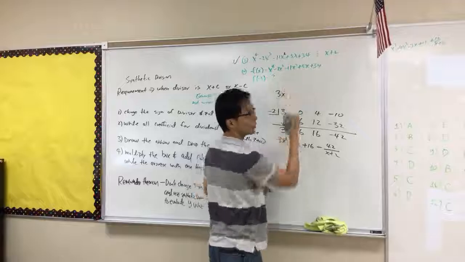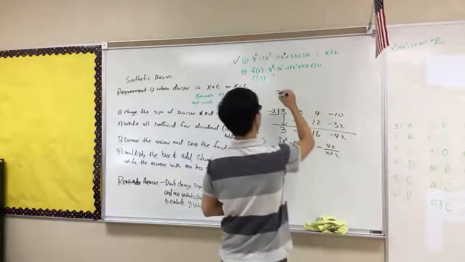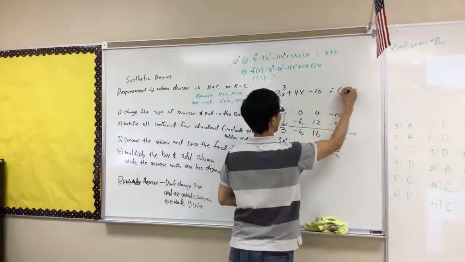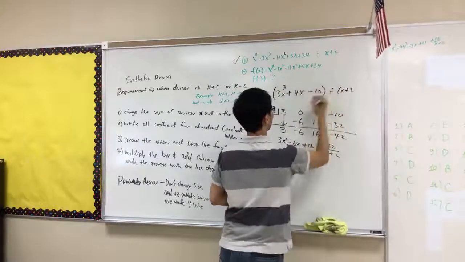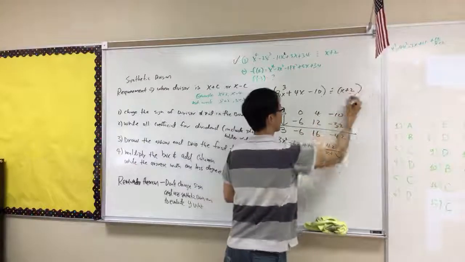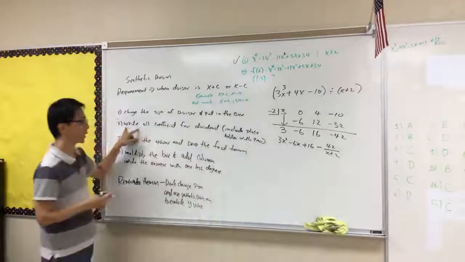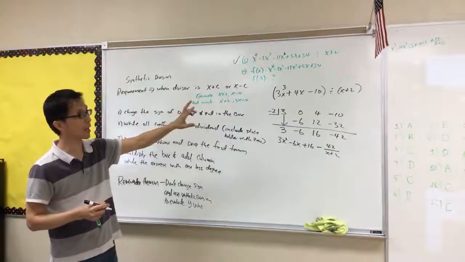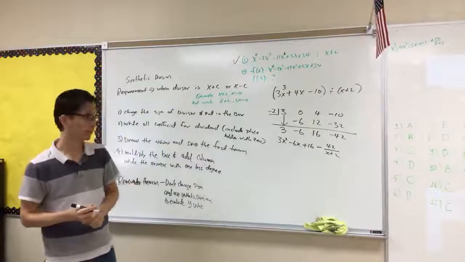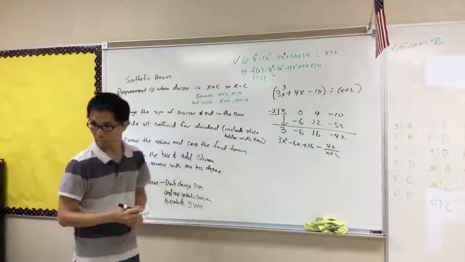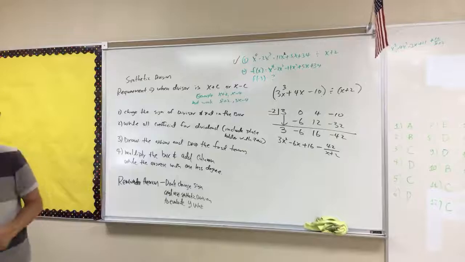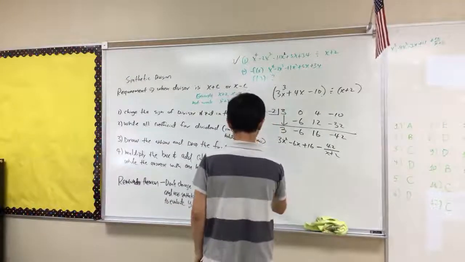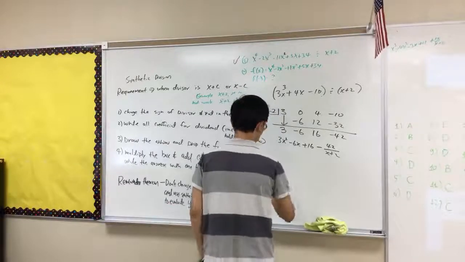3x cubed plus 4x minus 10 divided by x plus 2. Wait, if it's plus 2, why did I make it negative 2? Look at it. Oh, change the sign of the divisor. So the sign is plus 2, you change it to minus 2. Oh, that's what it was. No wonder. I messed it up. Yeah, I got it.